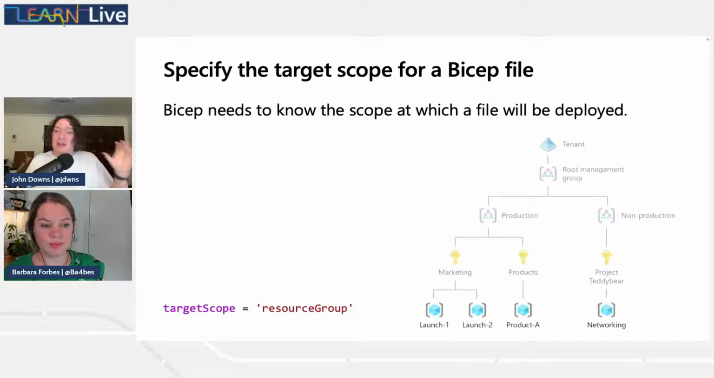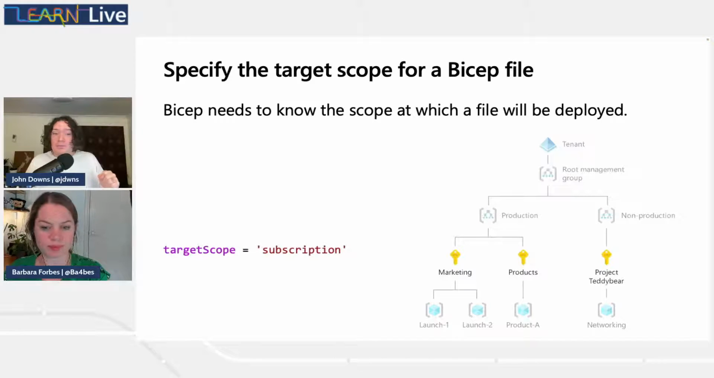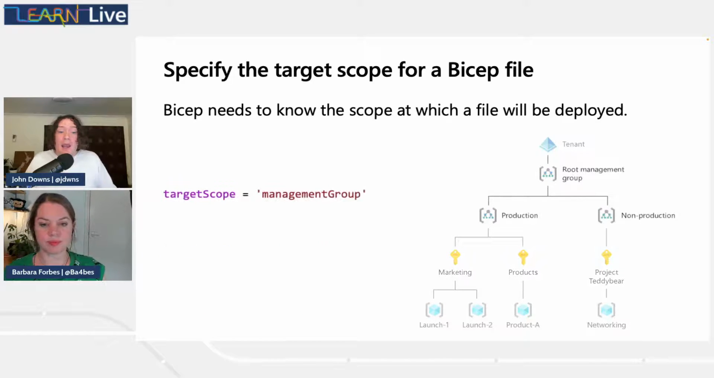But there's the target scope keyword in Bicep that we'll see in some Bicep files shortly. By default, Bicep uses the target scope of the resource group. That means that if you don't specify anything else, just like you've been doing right up to this point in this Learn Live series, then by default Bicep will assume that all of the resources are intended to be deployed in resource groups. But if you set the target scope to subscription, then of course Bicep will understand that that's what you're trying to do. Or you can also set it to management group.